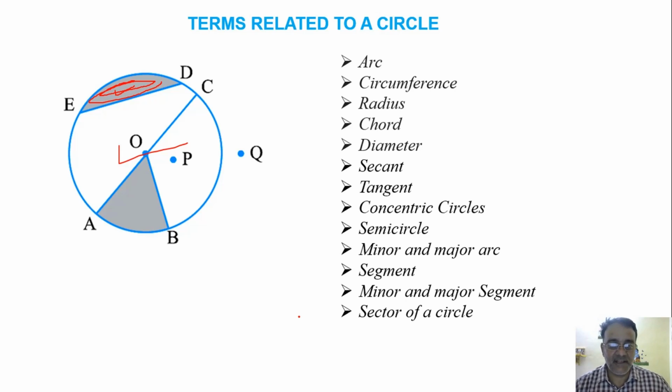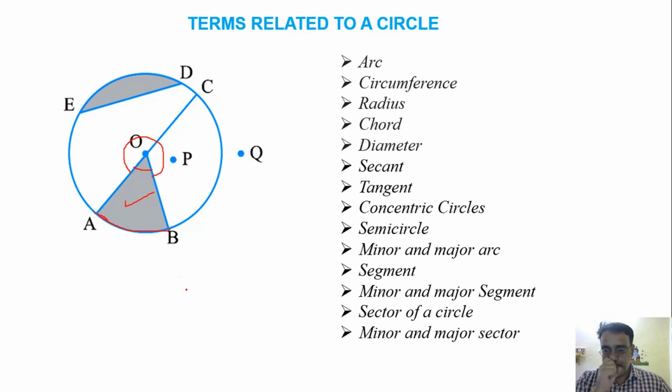Can you identify the sector of this circle? This part. The region bounded by the two radii with the corresponding arc. This is the arc and these are the two radii. So this region is called a sector of a circle. And here also we have two types of sector. This is the smaller one, the minor sector, and this is the major sector.